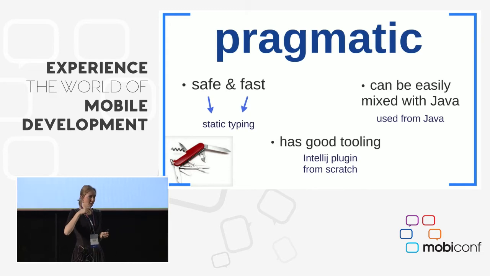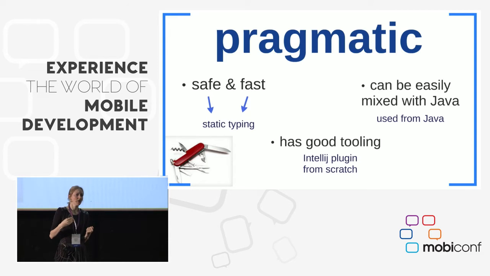And interoperability works great in two directions. You can use Java code from Kotlin, but that's almost obvious because all JVM languages work like this. On the other hand, you can easily use Kotlin code from Java. And this fact really differentiates Kotlin from other JVM languages, because it's not a strong requirement for everyone, but it's a strong requirement for us.